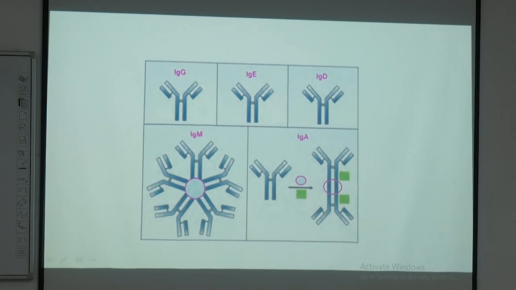And IgA can exist either as a monomer or a dimer. Here this pentamer is connected with the help of a polypeptide chain, which is called the J chain. And here we can see in the case of IgA, there is a J chain, and associated with this dimer is a green part, which is called the secretory piece.